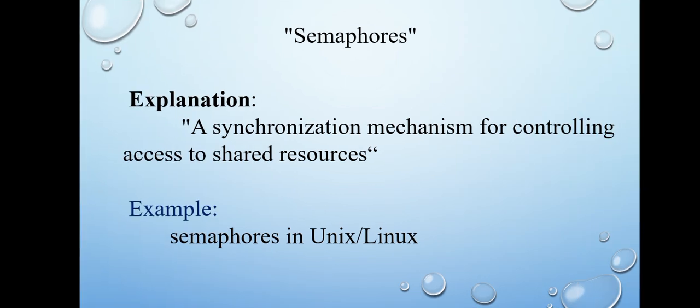Next, semaphores. A semaphore is used for process synchronization to prevent race conditions. An example is multiple threads accessing a shared database without conflicts. The difference between a semaphore and a mutex is that a semaphore can allow multiple resource access permissions. With a mutex, which is mutual exclusion, only one process can access the resource at a time.